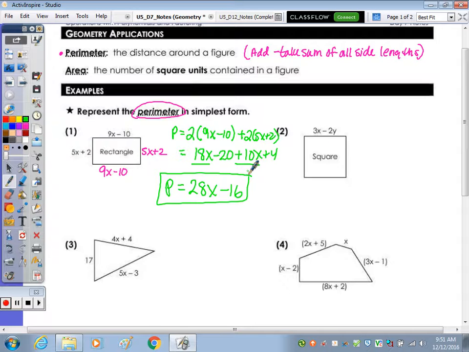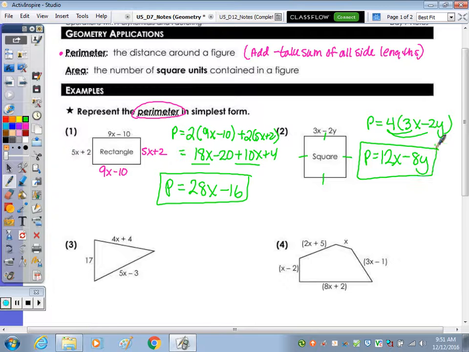In a square, all 4 sides are the same. So rather than adding that expression 4 times, I'm going to say that the perimeter is equal to 4 of those. So 4 times 3x minus 2y: 4 times 3, 12, 4 times 2, negative 8. Okay? So this is in simplest form, but let's also make note that this is in terms of x, well, and we have a y, or algebraically.